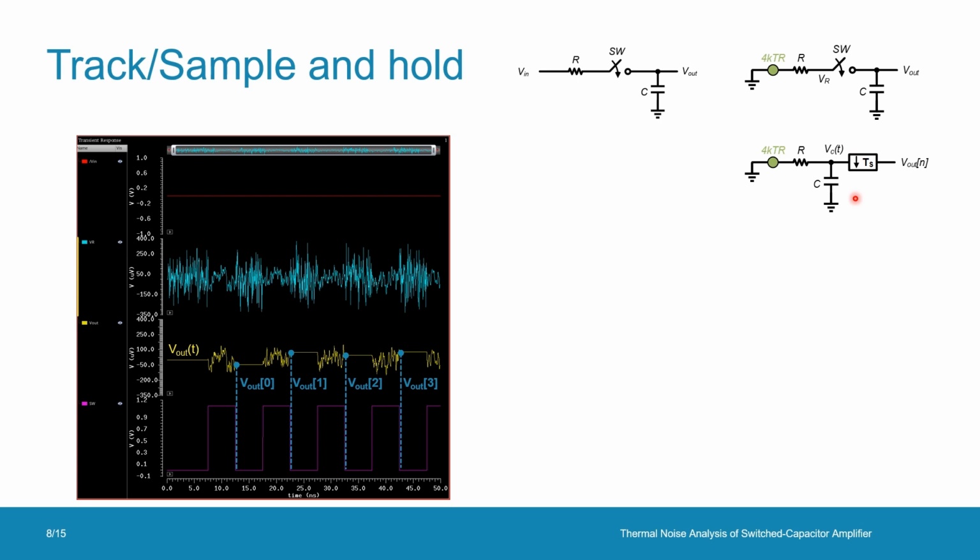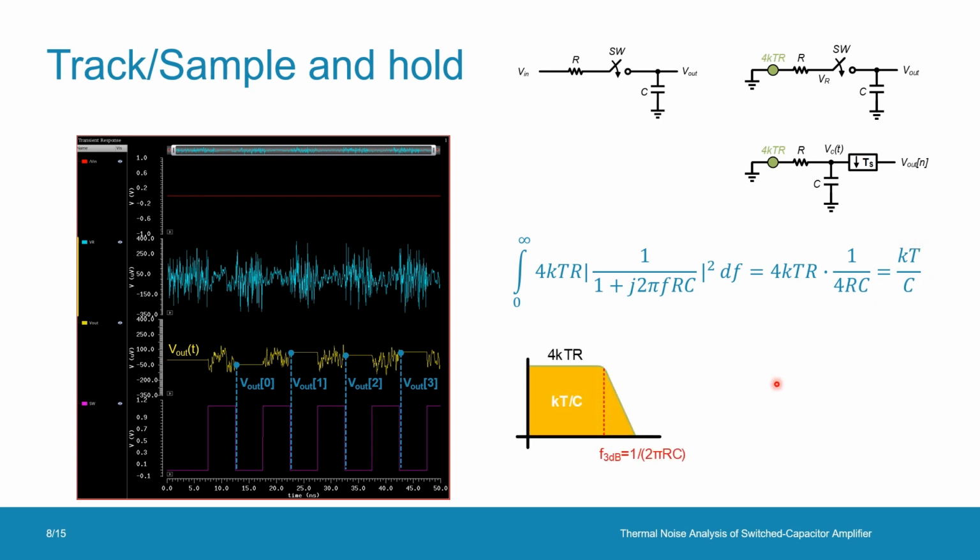So now the question is, what's the total noise power of V out of n? Well, essentially, it's the same as Vc of t, because V out of n is a sampled version of Vc of t. Then the total noise power can be obtained by this integration. We low-pass filter the thermal noise and then integrate all frequencies from 0 to infinity. The final result is this famous kT over C noise.